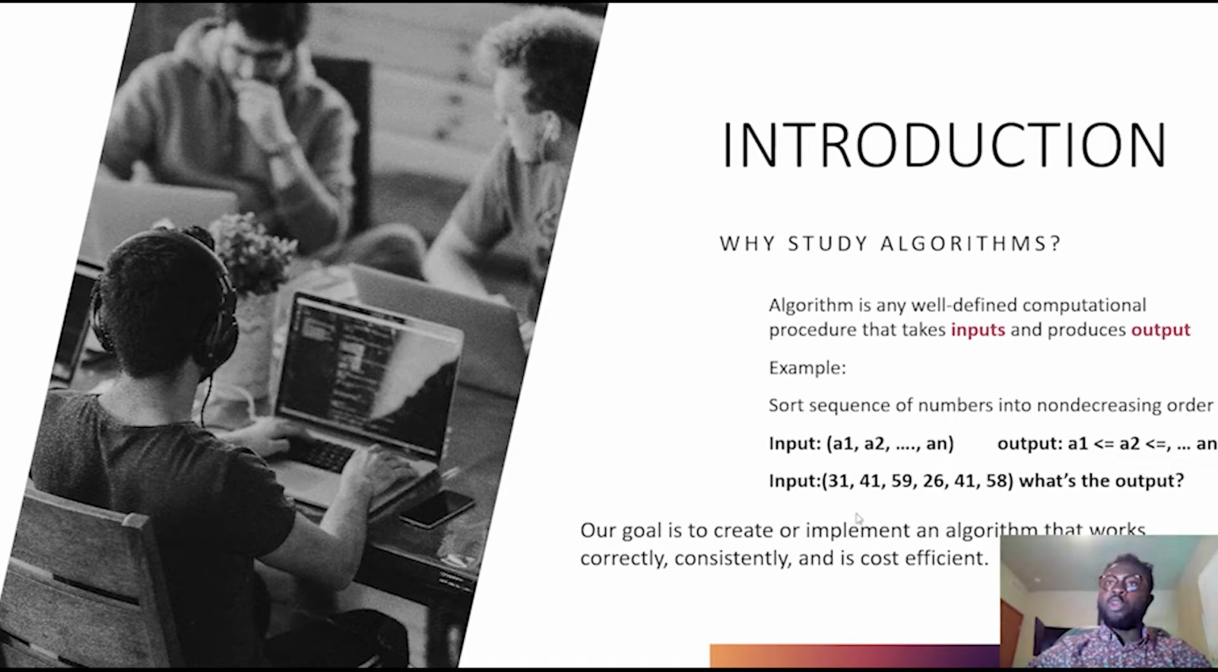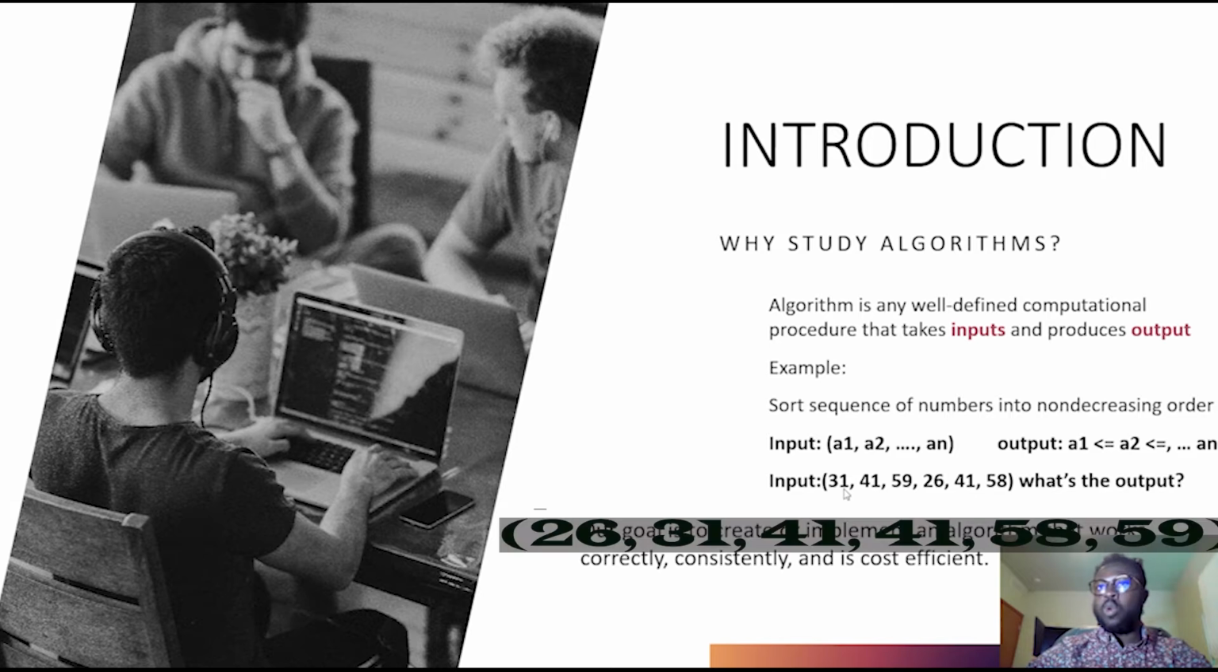The answer is, the computer is going to look through this and pick the smallest number, which is 26. So 26 will be the first number. Look through it again. What is the second smallest? That is 31. So 26, 31. The next smallest will be 41, 41. That will come next. Then 58, and the last is going to be 59. And that is how they are going to be sorted.